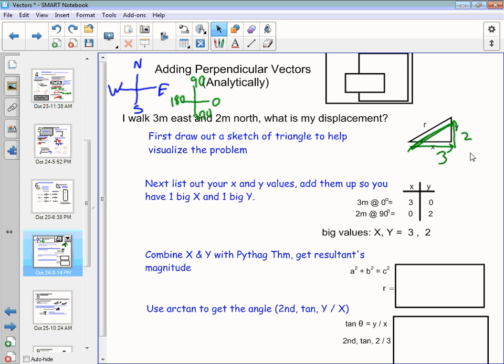How would we combine these two together? With the Pythagorean theorem, right. A squared plus B squared equals C squared. But in physics, we're talking X, Y, and R. So X squared plus Y squared equals R squared. Same thing. Do the math, please.